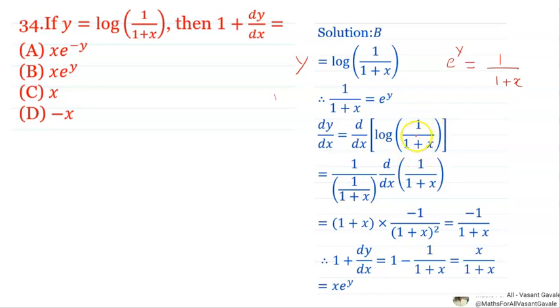But what is the derivative of log of x? It's 1 upon x, that is the derivative. Similarly here you will get 1 upon 1 plus x into d/dx of 1 upon 1 plus x. Okay, this will be multiplied and the reciprocal will go up. You will get in bracket 1 plus x into d/dx of 1 upon 1 plus x. The derivative of this is how much? Minus 1 upon (1 plus x) whole square.